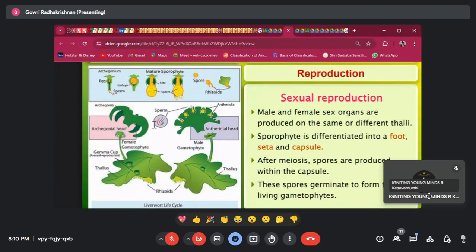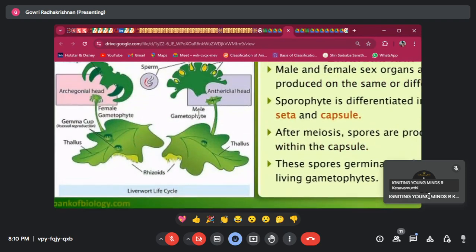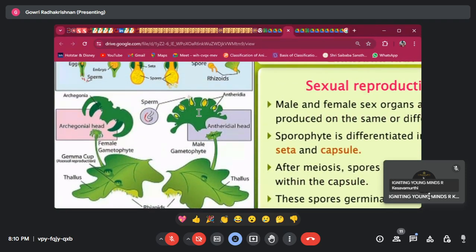So you can see from the pictures. Are you all able to see it clearly? You can see from the pictures.